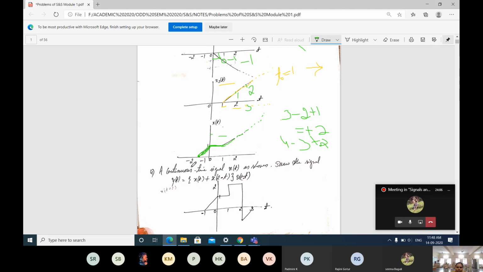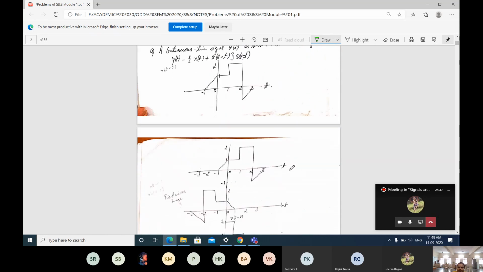We will go for the next problem, that is, a continuous time signal x of t is shown in the figure. This x of t signal is given for us. Next, draw the signal y of t equals x of t plus x of 2 minus t, multiplied with the u of 1 minus t function. How is it solved? We will go for the example here. This is our x of t signal. The same signal I drew one more time here.